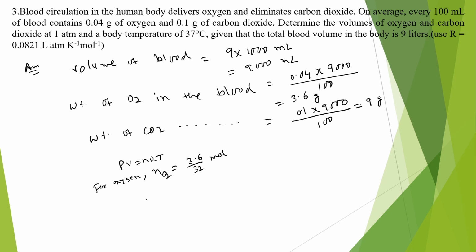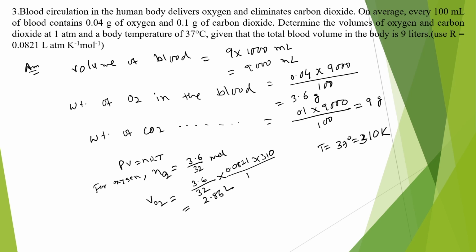And so, V of oxygen will be your 3.6 for n, R is 0.0821, T is 310 because 37 degrees Celsius means 310 K, divided by 1. So, you get 2.86 liter.